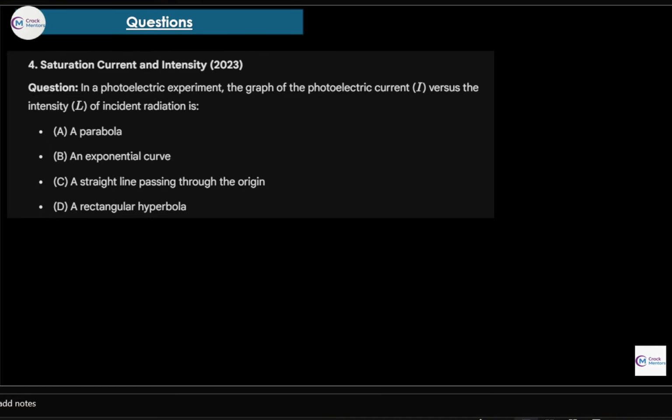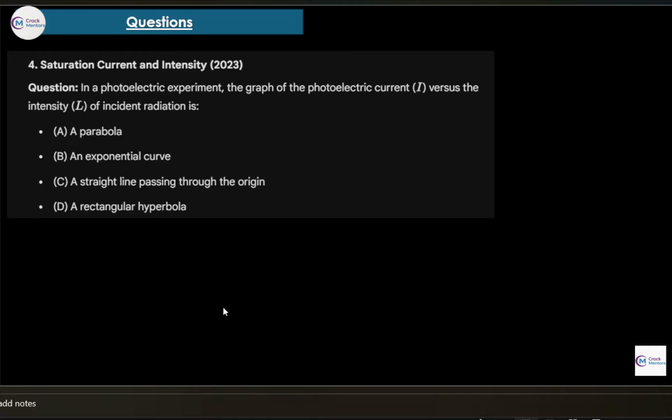Now let's do some questions. This is a question which was asked in the BITSAT examination in 2023. In a photoelectric experiment, the graph of the photoelectric current versus the intensity L of the incident radiation is. So basically, we know that this is very simple for you as well.